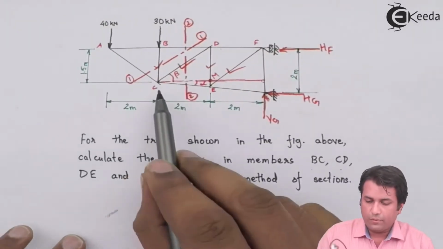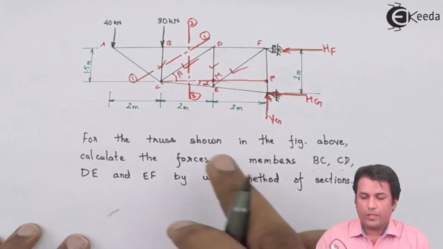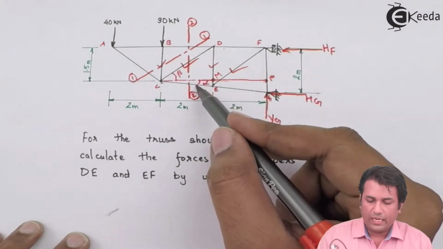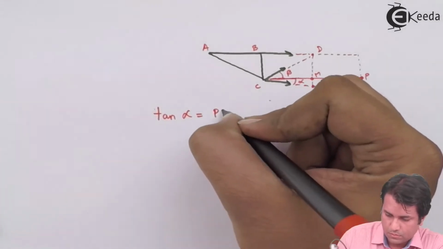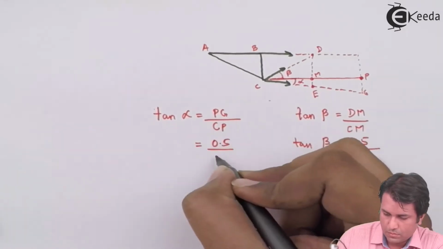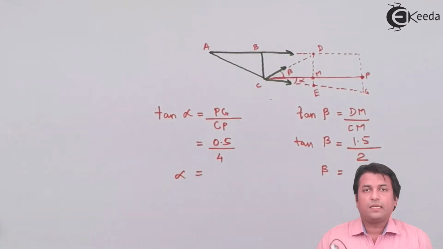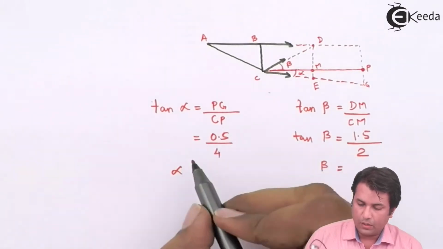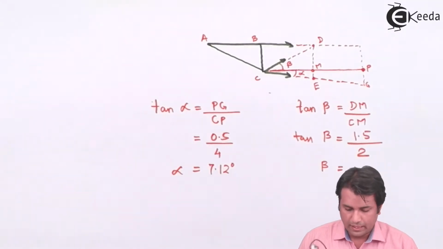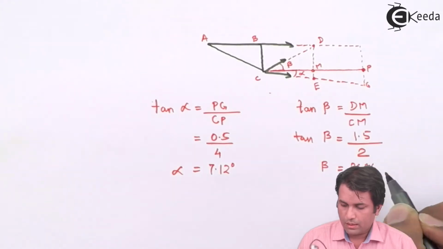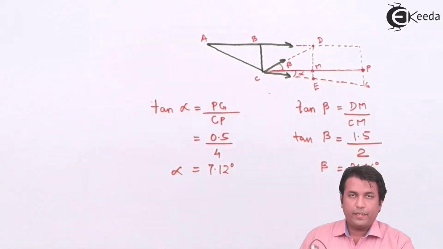To do that, that would be the triangle C. I'll call this point, say, P and this point G. So in the triangle CPG, I need to find out this angle C. So I can find out the angles alpha and beta with this relation. The angle alpha is coming out as 7.12 degrees and angle beta is coming out as 36.86 degrees.